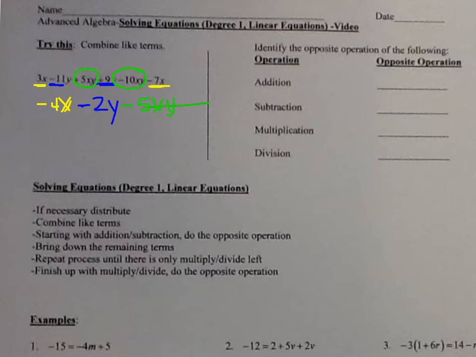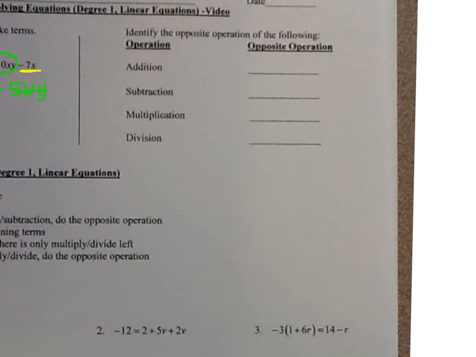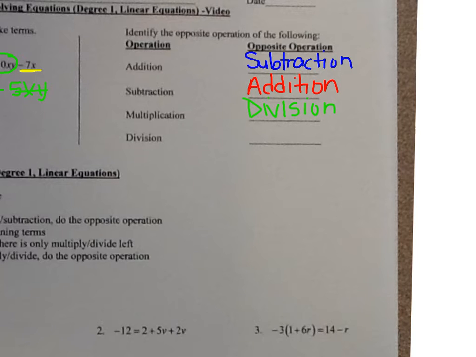Okay, so let's talk about opposite operations. What operation is opposite of addition? The opposite operation would be subtraction. And vice versa, the opposite operation for subtraction is addition. The opposite operation for multiplication is division. And vice versa, the opposite operation for division is multiplication.